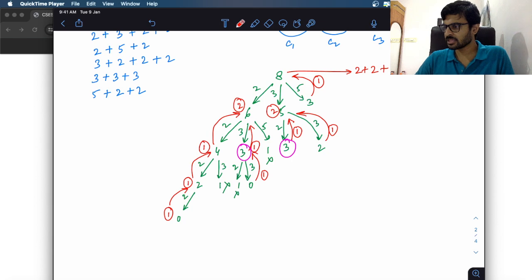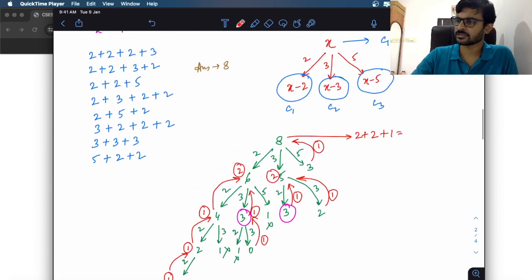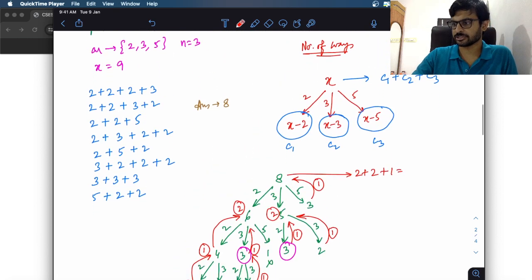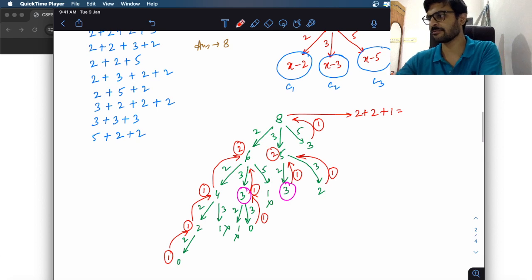Sorry, for 3 the answer is 1. For 5 the answer is 2. For 6 the answer is 2. So the answer should be 5, but the answer is not 5. Okay, I solved for 8. I'm sorry, I had to solve for 9. For 8 the answer comes out to be 5.